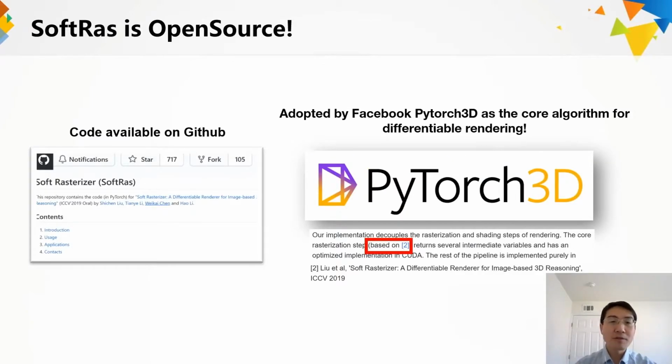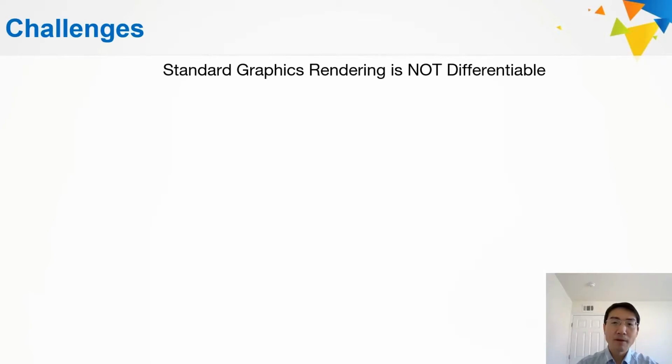Okay, now let's see what DR for meshes is. First, SoftRas is already open source. The code is available on GitHub, and it is also adopted by PyTorch3D as a core algorithm for differentiable rendering. So if you like this algorithm, you can already use it in PyTorch. First, why do we need differentiable rendering?